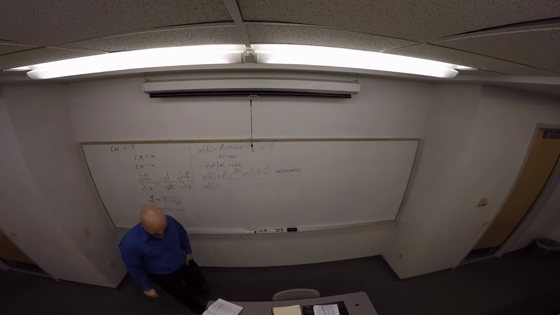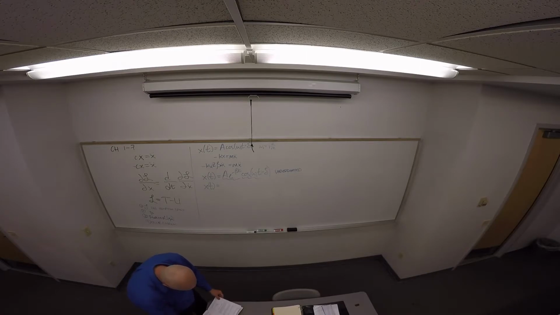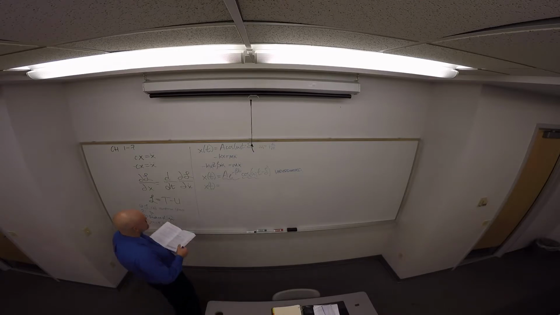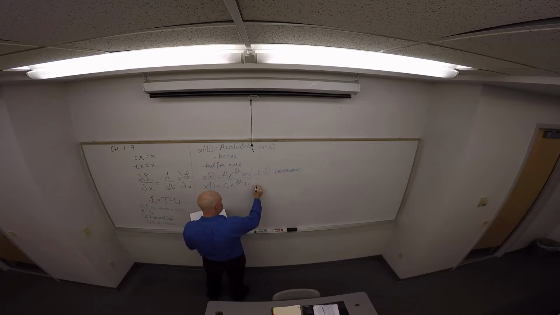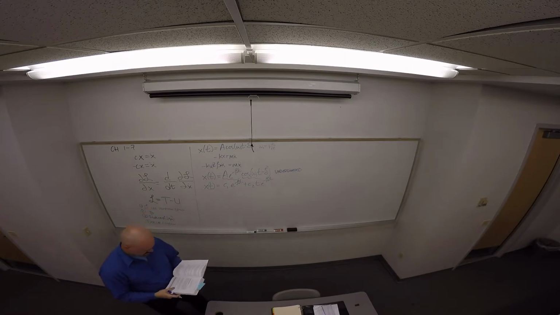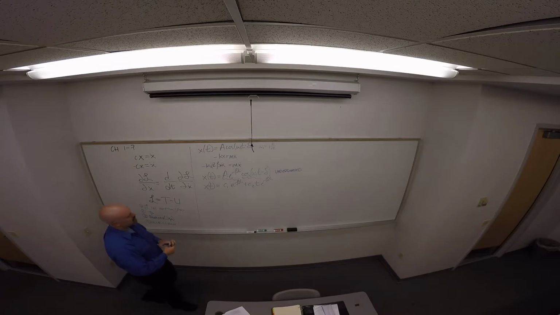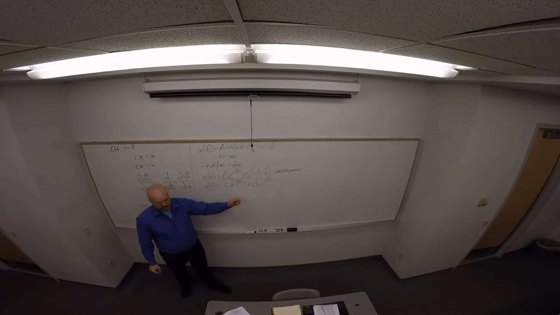How about the critically damped case? Oh, that one's annoying, isn't it? There's that extra t term. C1 e to the negative beta t plus C2 t e to the negative beta t. Two unknowns now. Instead of amplitude and phase, it's the constant in front of each of these terms.